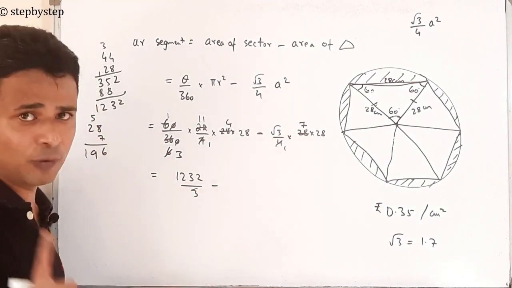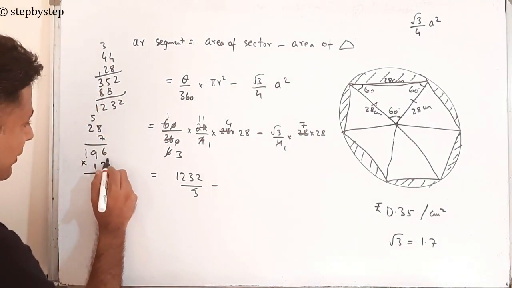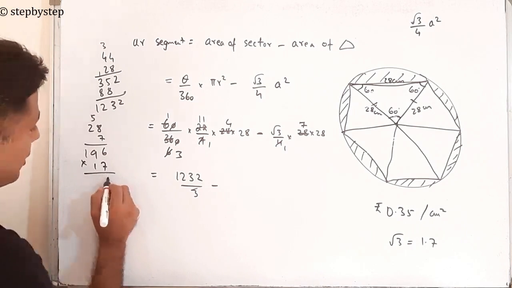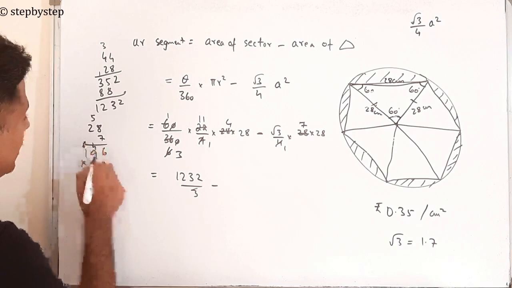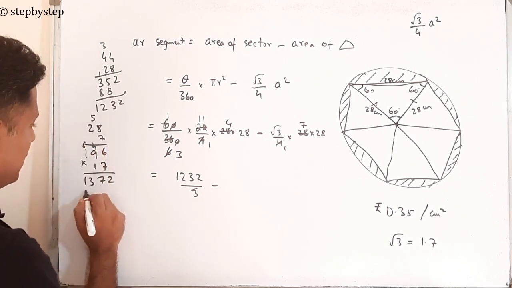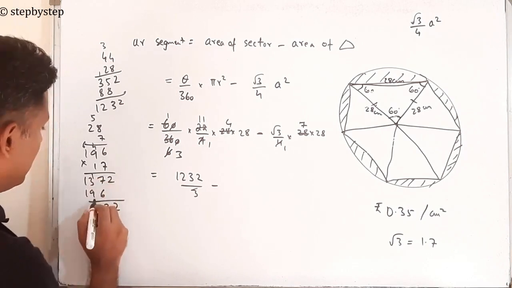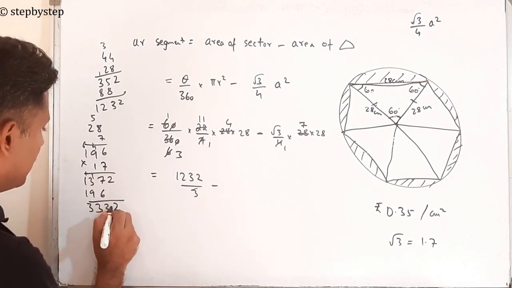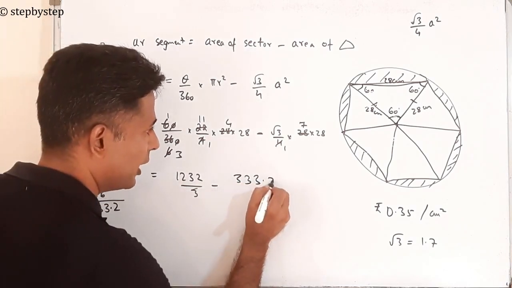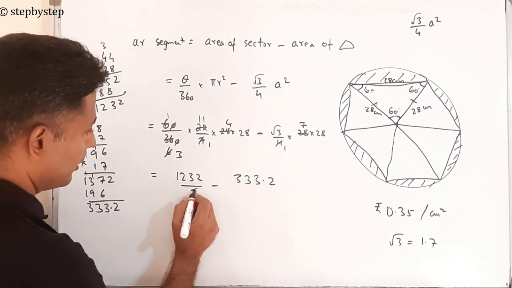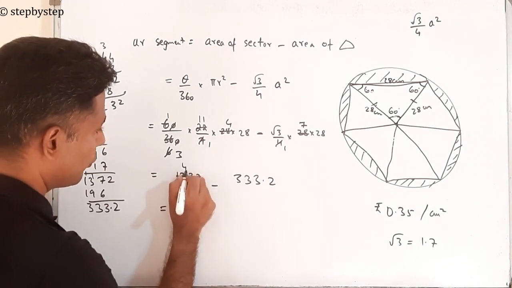And they have asked us to take root 3 as 1.7. So we'll multiply by 1.7, 7 6s are 42, 9 7s are 63 plus 4 is 67, and 196. So we get 333.2. So here we get 333.2, and 1232 by 3 will be 410.66.